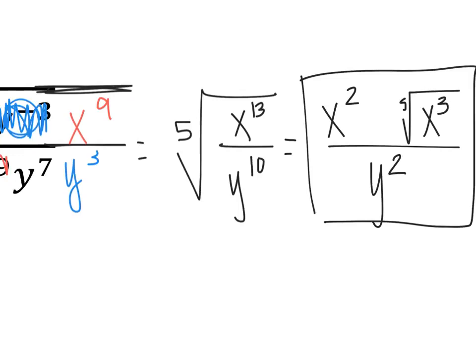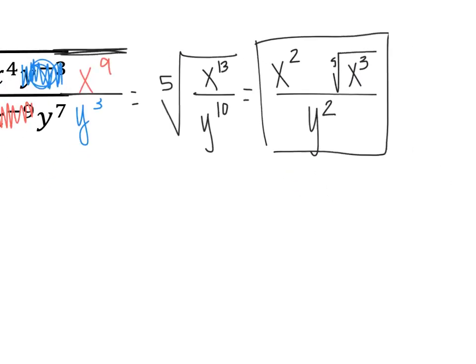Because why not? Division is division. Let me give you some numbers because that would help solidify this. 5 over 2 times 4 is the same thing as 5 times 4 over 2. So it doesn't matter if it's under the whole thing or just part of it. If everything in the numerator is being multiplied, it's the same thing. So that is why I wrote that as x squared times the 5th root of x to the 3rd, all over y squared. Valid question.